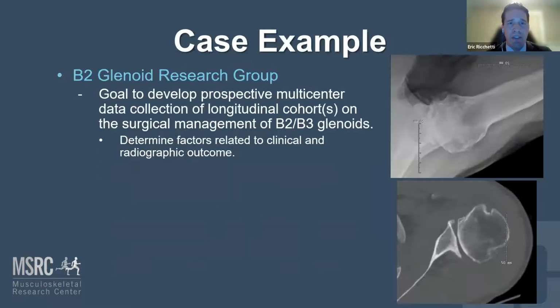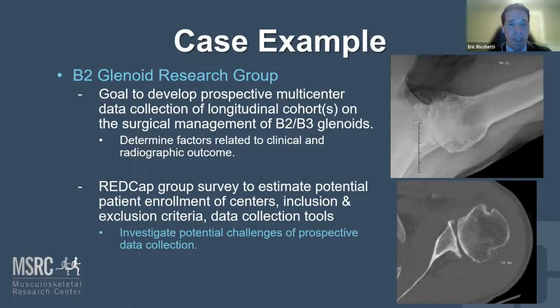And after looking at the initial studies, I think the ultimate goal for all of these groups is trying to move to prospective multi-center data collection. And we've talked already a bit about the challenges that can occur when trying to develop this across a large group. And our goal initially was just to broadly be able to look at prospective cohorts to determine factors related to clinical and radiographic outcomes in these B2 and B3 glenoids with regards to surgical management.